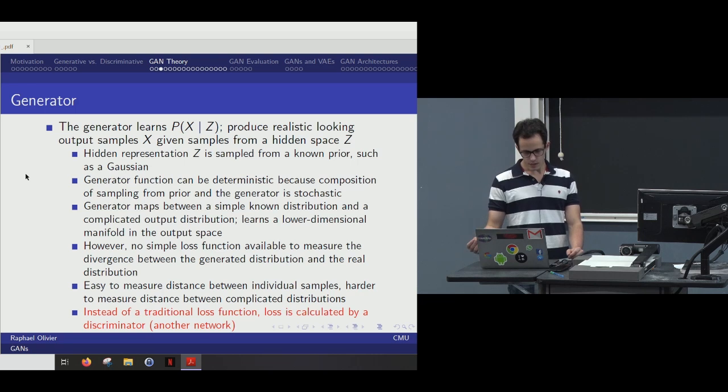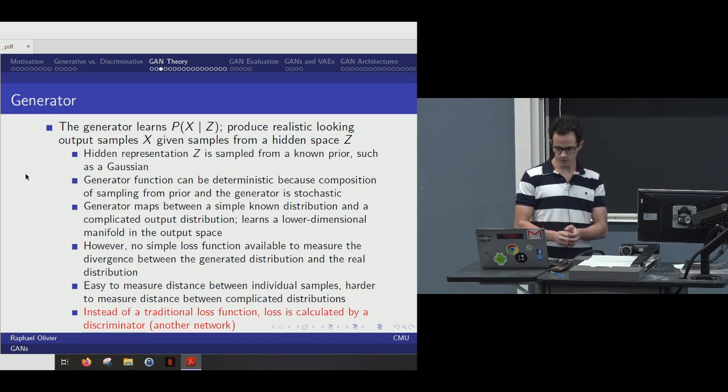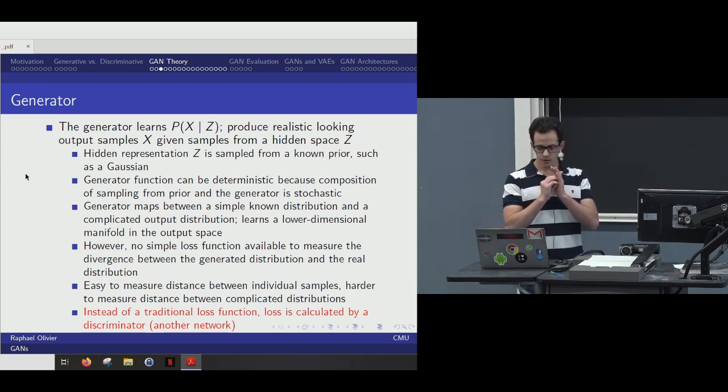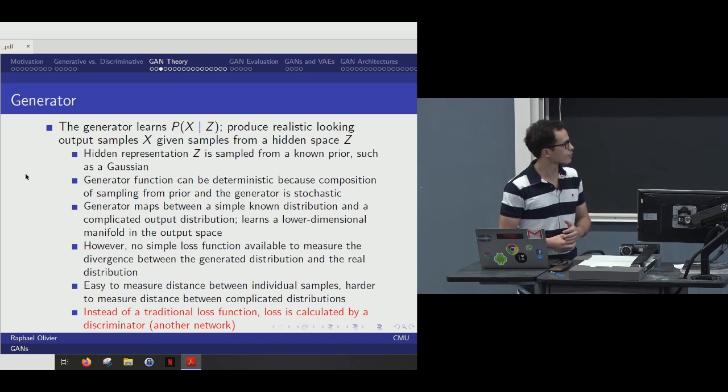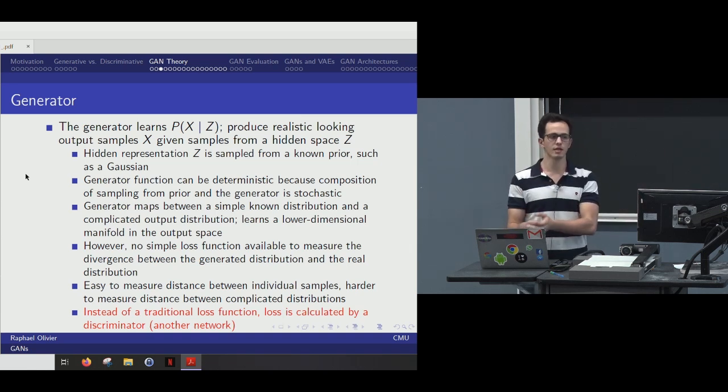So the generator is one of the networks. It's the one trying to generate data. What it's going to do is produce P of X, the data you want to generate, given Z, where Z is some kind of latent representation that you get to choose. For example, you pick a distribution, usually a Gaussian, but you can do whatever you want. You draw samples from Z, you pass them as input to the generator, and the generator is trying to map that onto a realistic image.